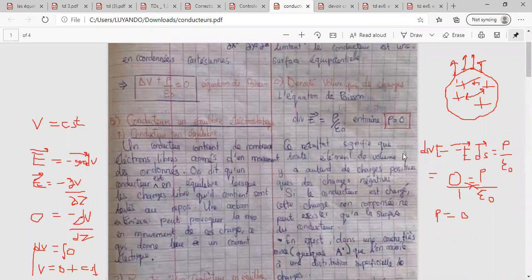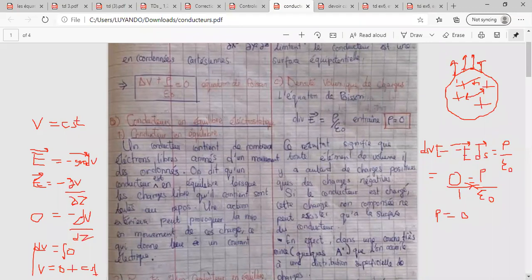Okay, so from here, I'll send you a corrected one with the corrected order of pages. So from here, we have discussed the three characteristics of a conductor in equilibrium. We've said that the field is equal to 0 inside the conductor. And then we've discussed that the volumetric charge density is equal to 0. And we've discussed that the potential is constant.